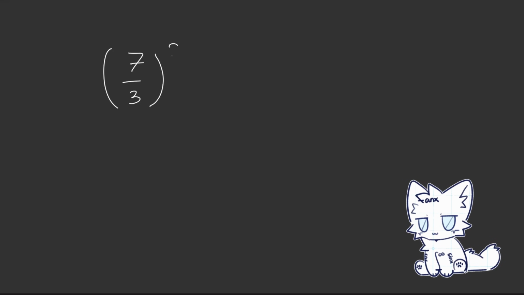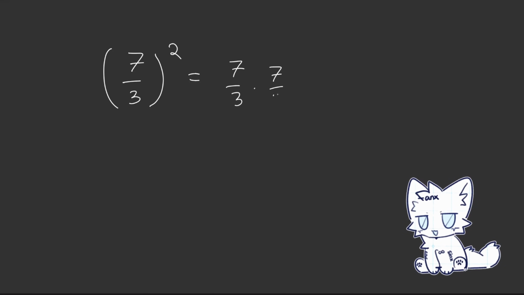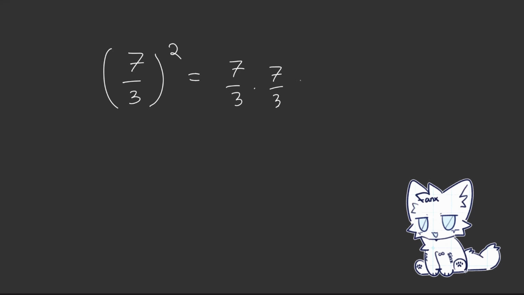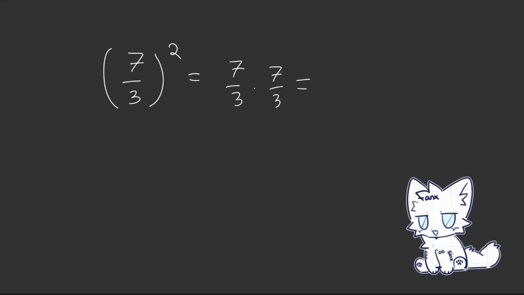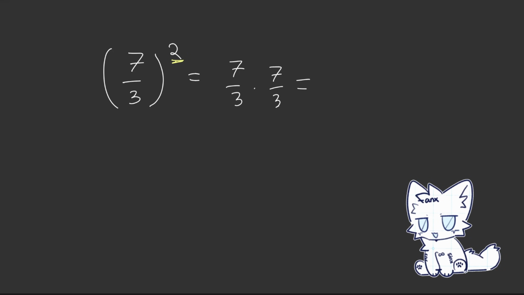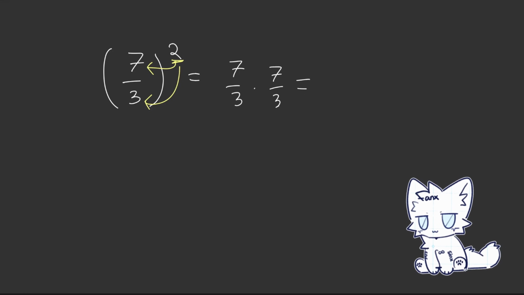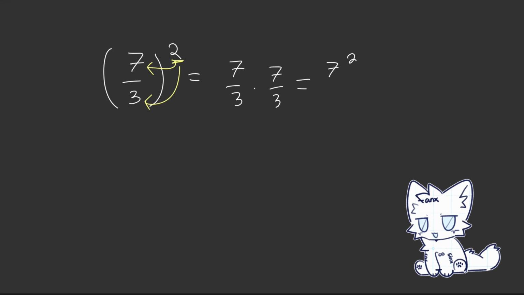Now, what happens if you have this situation? Well, this is the same as multiplying itself twice, right? So we can actually distribute this too. And this would just equal 7 squared over 3 squared.